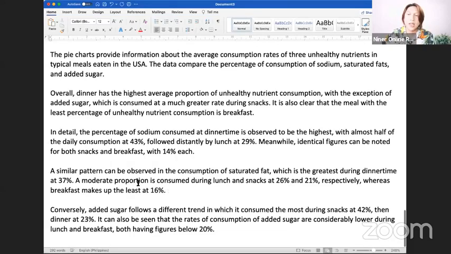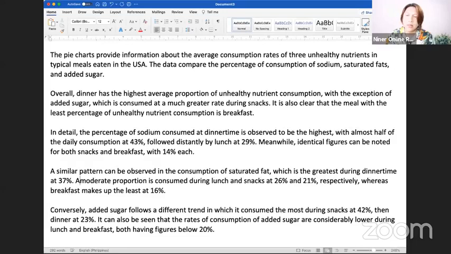37%. Moderate proportions are consumed during lunch and snacks at 26 and 21% respectively, whereas breakfast makes up the least at 16%.